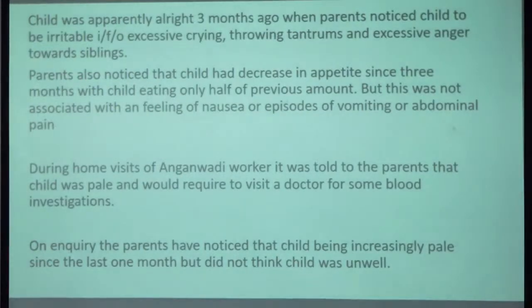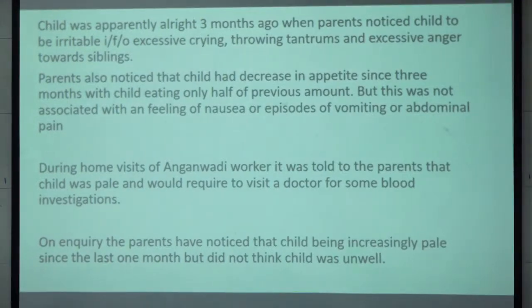The child was apparently alright 3 months ago when parents noticed the child to be irritable in the form of excessive crying, throwing tantrums and excessive anger towards siblings. Parents also noticed decreased appetite since 3 months, with the child eating only half of the previous amount, but this was not associated with nausea, episodes of vomiting or abdominal pain.